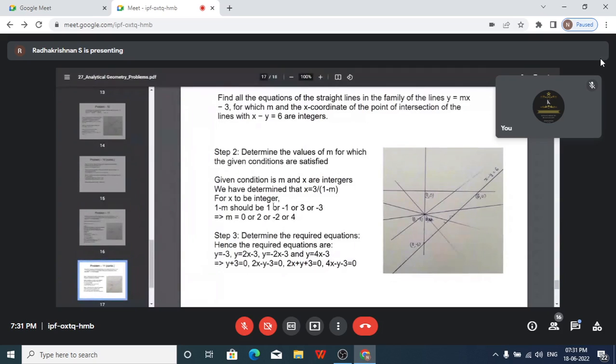But we know that the equation is y equal to mx minus 3. So you simply substitute m equal to 0, 2, minus 2 and 4. You get 4 equations: y plus 3 equal to 0, 2x minus y minus 3 equal to 0, 2x plus y plus 3 equal to 0, 4x minus y minus 3 equal to 0.